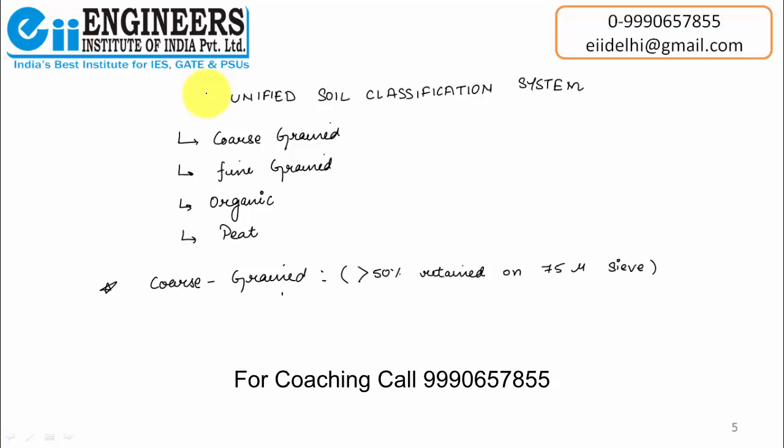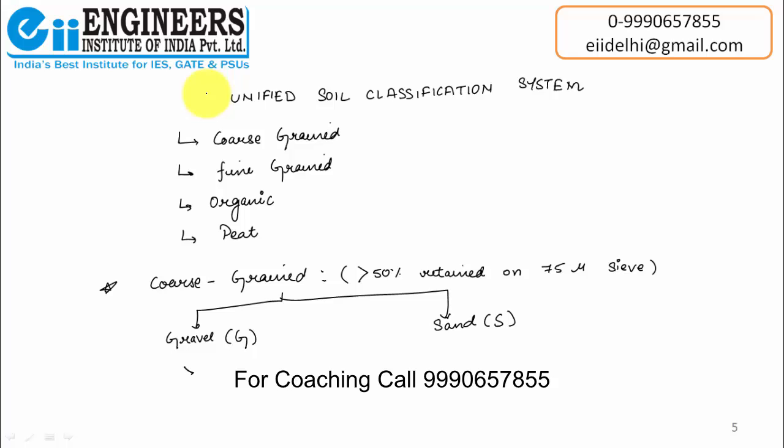Well, these coarse grained soils are also further classified into two types. The first one is known as gravel, and the second one is known as sand. We generally designate gravel by G and sand by S.